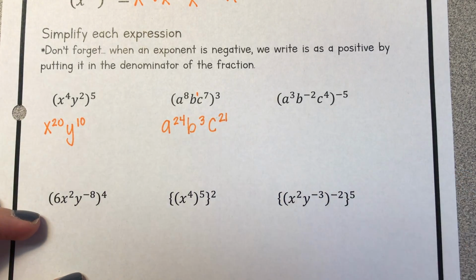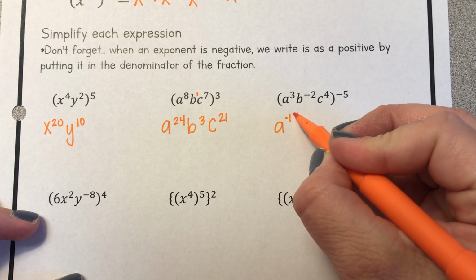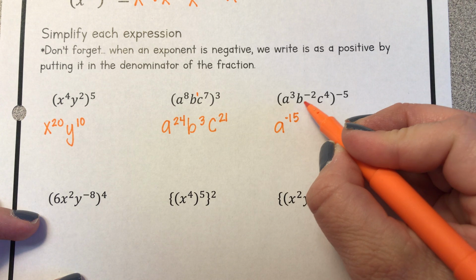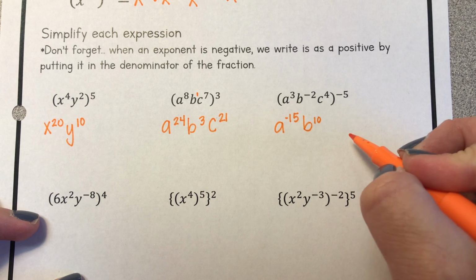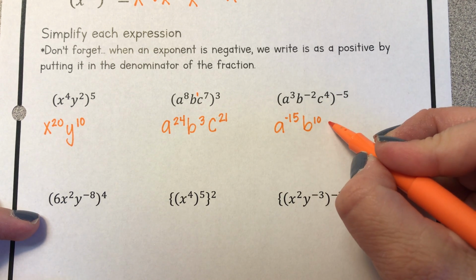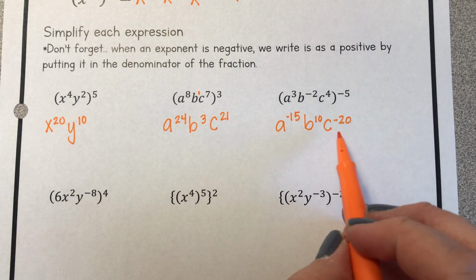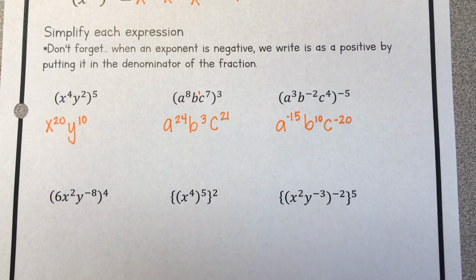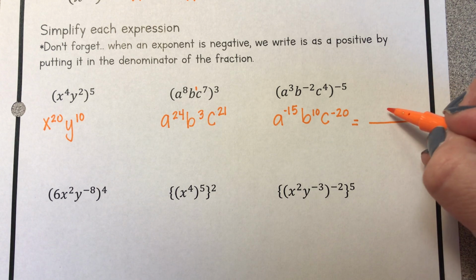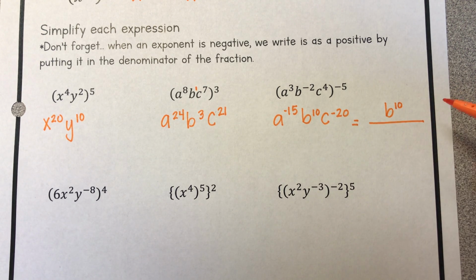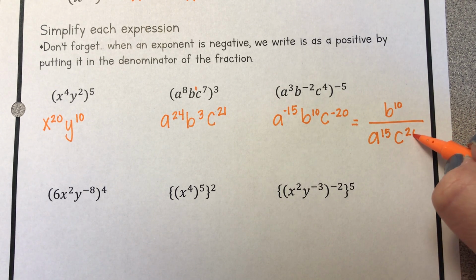Okay, so here we're going to be dealing with negatives. So we have a, and then 3 times negative 5 is negative 15. And then b to the negative 2 power, negative 2 times negative 5 is positive 10. And then c to the 4th to the negative 5th would be c to the negative 20th. And then what we have to remember is that these negative exponents mean that it's in the wrong part of the fraction, right? So what still has a positive exponent is b to the 10th, but what needs to go in the denominator of the fraction is a to the 15th and c to the 20th power.